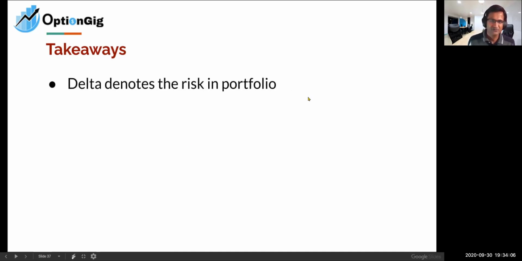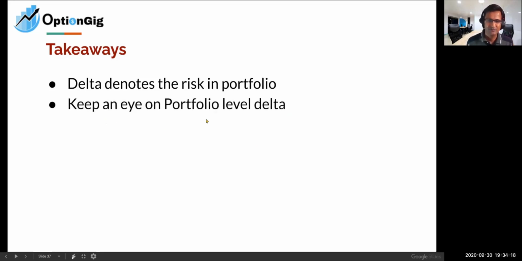So lastly, takeaways. Delta denotes the risk in the portfolio. I can't emphasize enough. Delta tells us a lot of things. The biggest one is, what's the risk in the portfolio? So always keep an eye on portfolio level delta, PBWD delta, I should say. So on your trading platform, make sure the beta weighting you are doing represents the nature of your portfolio, right? If you are too tech heavy, use QQQ and beta weight your portfolio according to QQQ. If it is diversified, use SPY.